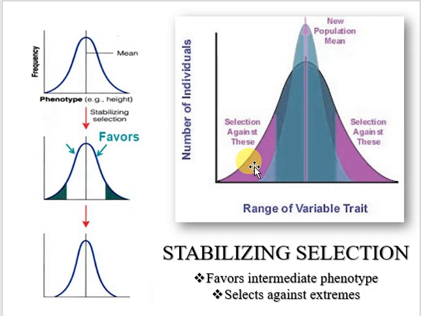Because you're selecting solely for this intermediate phenotype or this optimal phenotype, genetic diversity is reduced at the loci for these extremes, meaning stabilizing selection can lead to a decrease in genetic diversity by removing those extreme phenotypes from the population.